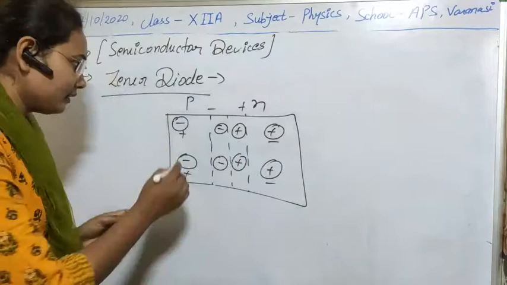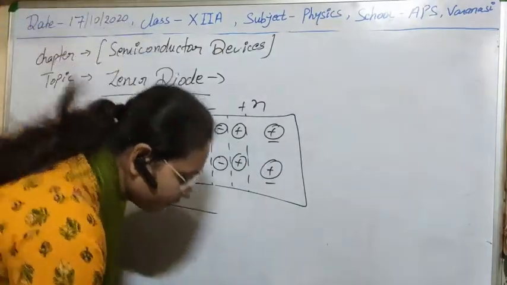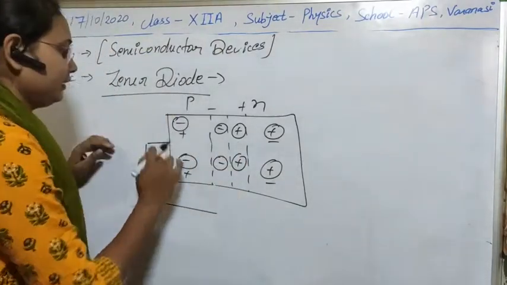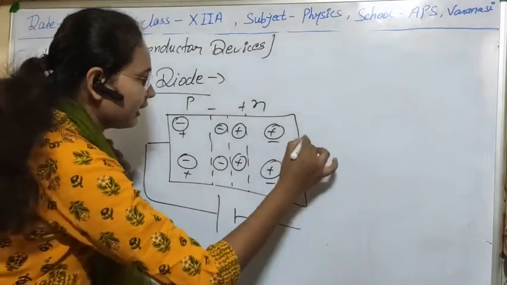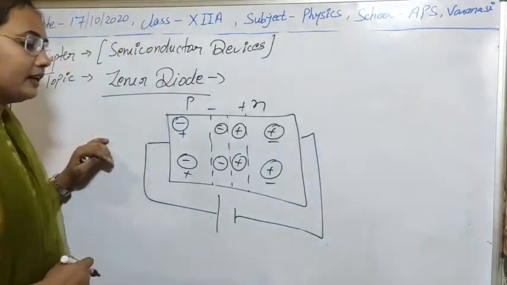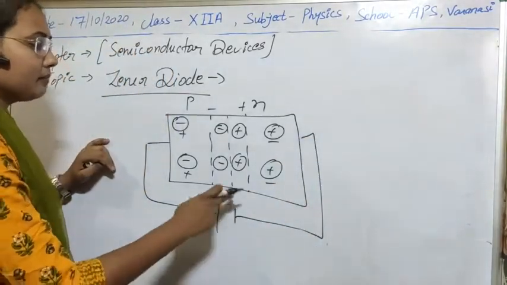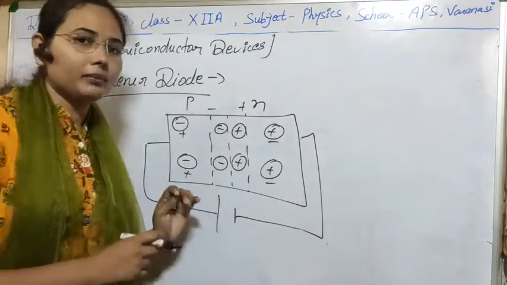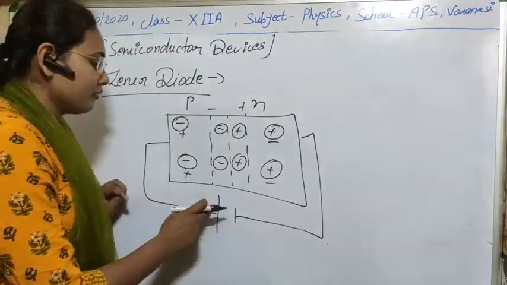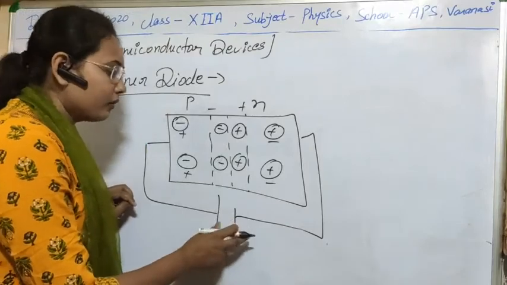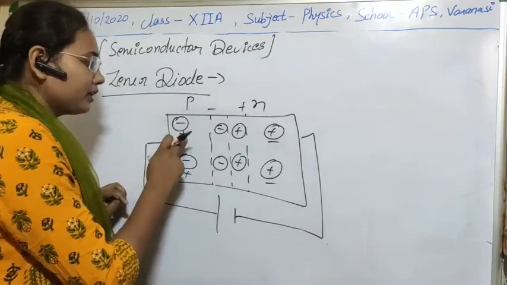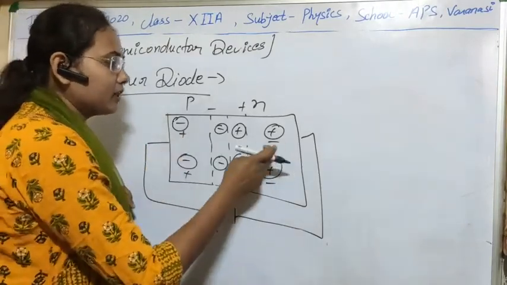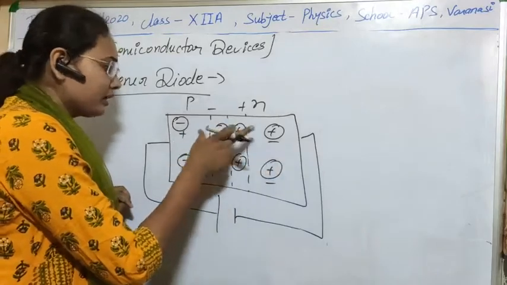As in the case of forward bias, when we connect P with the positive terminal and N with the negative terminal, this diode is in forward bias. And you already know that in forward bias, for the application of this forward voltage, the positive terminal will repel these holes and the negative terminal will repel these electrons.